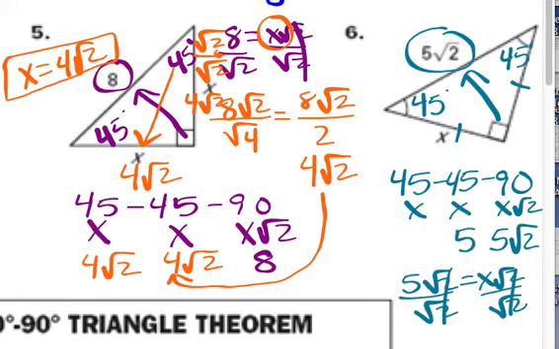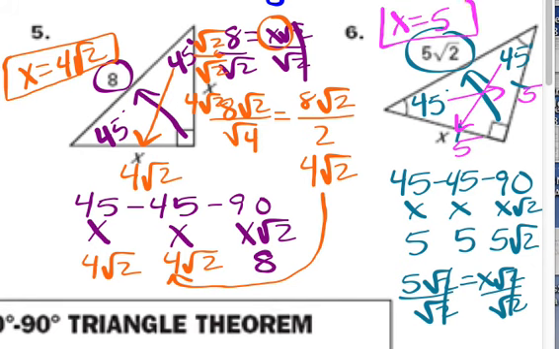So in my table, x would be 5. And so that means that in the picture, across from the 45-degree angles, I can label that with 5. So I know that in this problem, x would be 5. And that's how you solve 45, 45, 90 triangles.